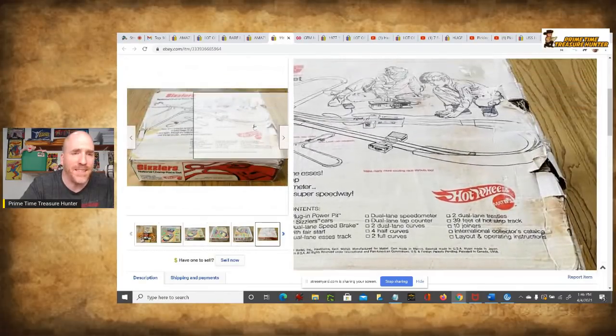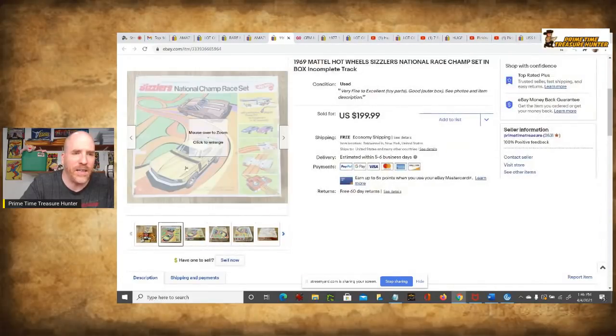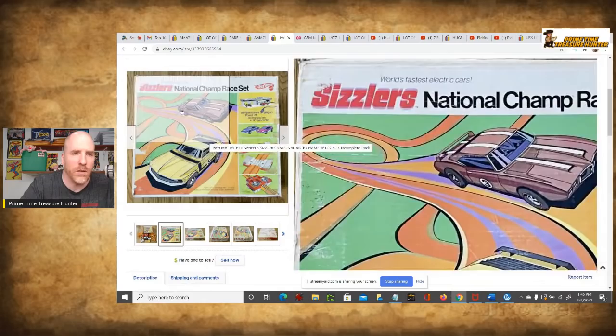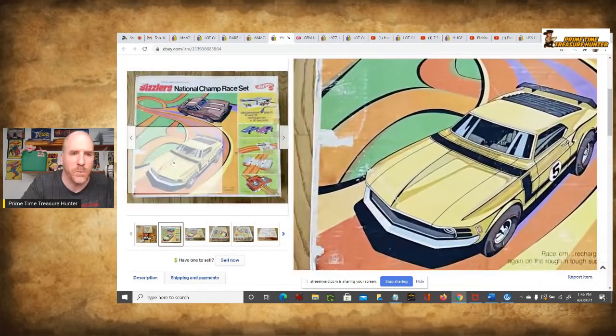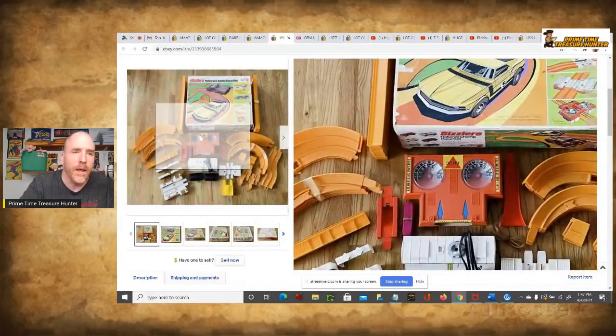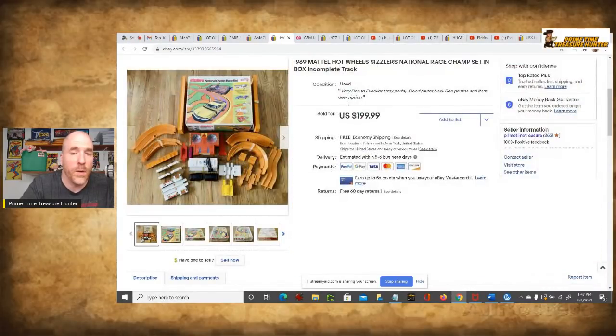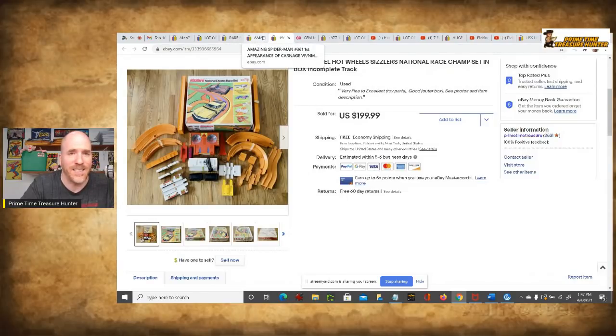And see, the box has wear, box has damage, but people expect that. The fact that it still has most of the colors on it and it displays well, that's what a collector would love to have and display in like a man cave or something. Plus, they would like some of the parts as well. That's what helped this sell for the price you see, $200 from 1969.